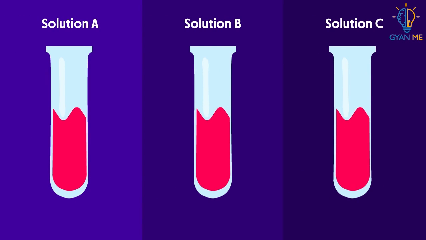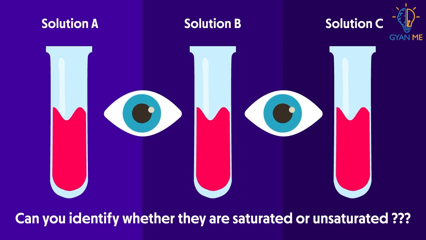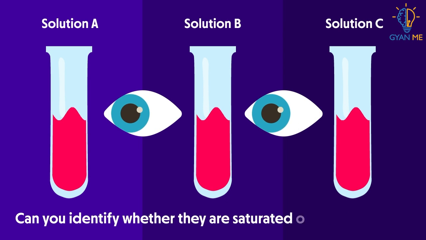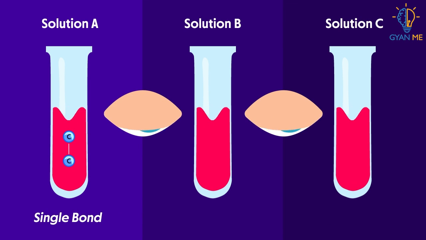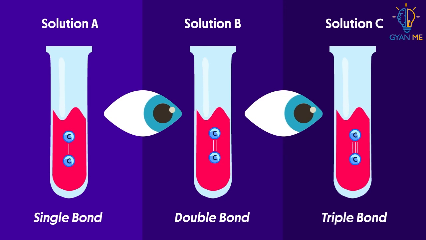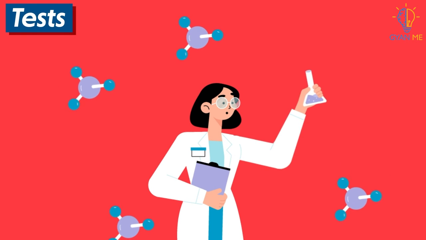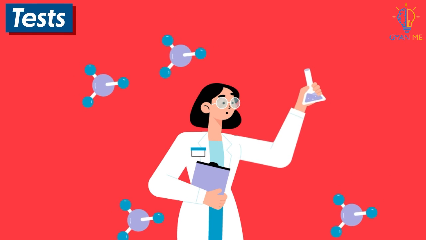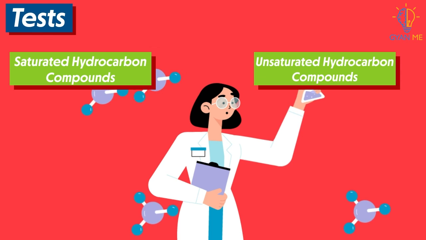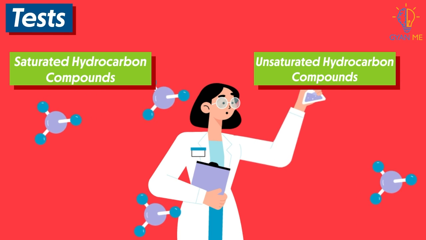Now, if I provide you 3 solutions in this manner, can you identify whether they are saturated or unsaturated? Pause the video, take a second, and think about it. In a given solution, we cannot see either single, double, or triple bonds with our naked eyes, isn't it? Yes, it's true. So we need to perform an identification test in order to distinguish between saturated and unsaturated hydrocarbon compounds. And what are these tests? We will see in our next video.